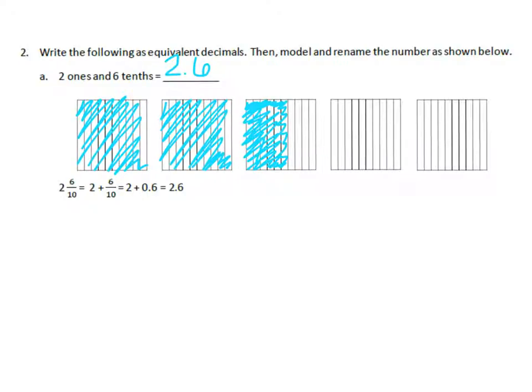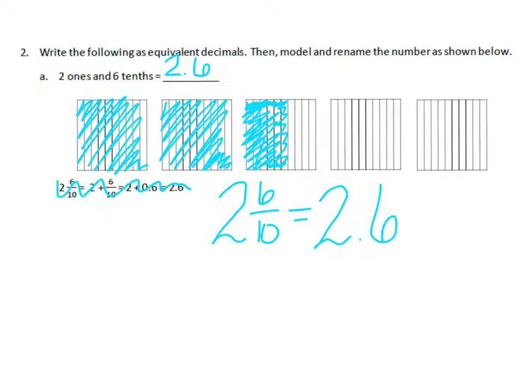Now I am just going to write the equivalent mixed number and fraction underneath. We can ignore the directions and the example. Our way is slightly easier and less confusing. So 2 6/10 as a decimal is written as 2 6/10. We don't need to worry about this part down here.